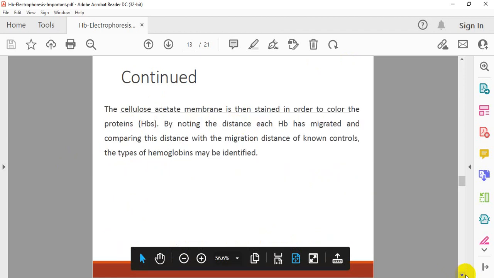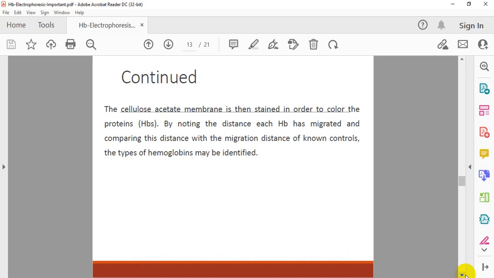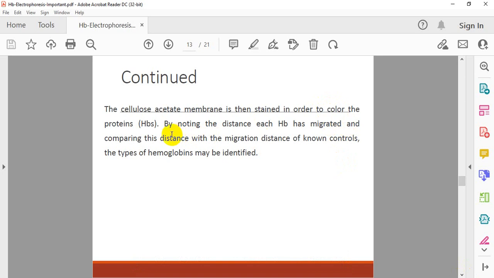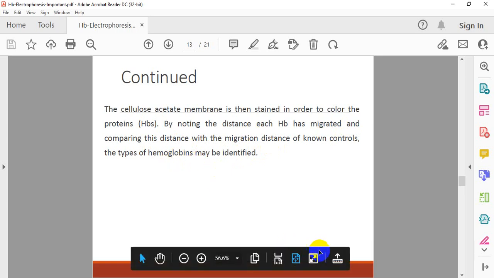The cellulose acetate membrane is then stained, but at Regional Hospital we do not stain. None of the medical labs in Ghana stain the cellulose acetate paper, because the blood itself is colored. By noting the distance each Hb has migrated and comparing this distance with the migration distance of known controls, like what I showed you in the images, the types of hemoglobins may be identified.